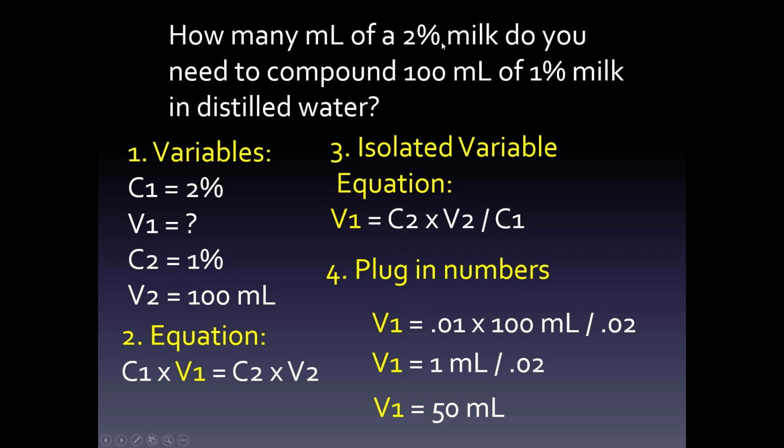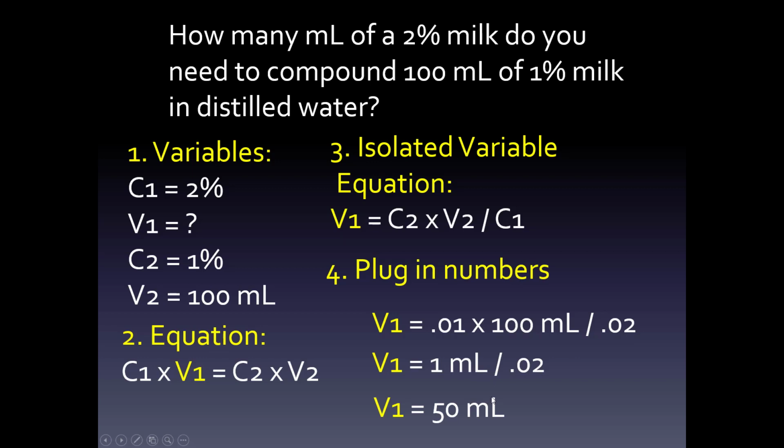So it's the same thing. I'm taking a higher percentage to a lower percentage, same number of mLs in distilled water. So our variables are 2%, don't know, 1%, and 100 mLs. Our equation is the same, C1 times V1 equals C2 times V2. We isolate the variable the same way, V1 equals C2 times V2 divided by C1. And now we plug in the numbers, and we see V1 equals 0.01 times 100 mLs divided by 0.02. That's 1 ml divided by 0.02, which is 50 mLs.